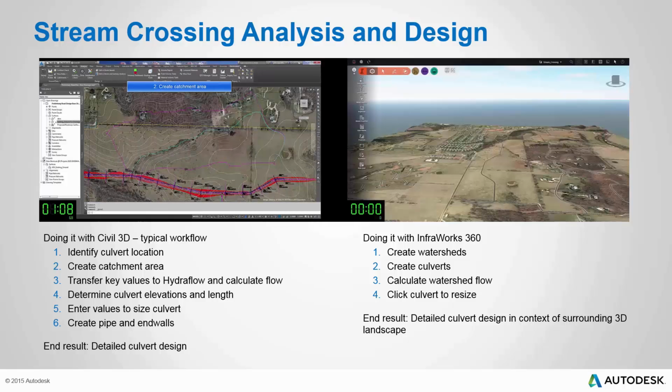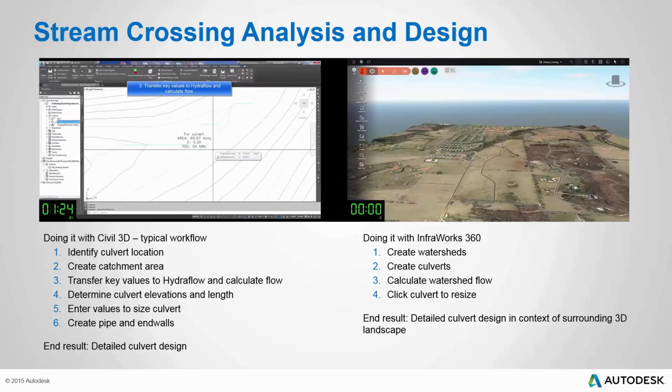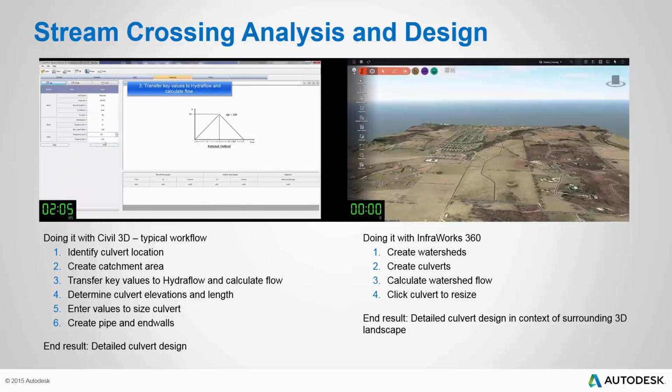We've broken down the Civil 3D process into 6 steps. First, identifying the culvert location, using the catchment tool to create a catchment area in Civil 3D, and that gives us some values which we can transfer over into HydroFlow to calculate the flow that's required into this culvert.